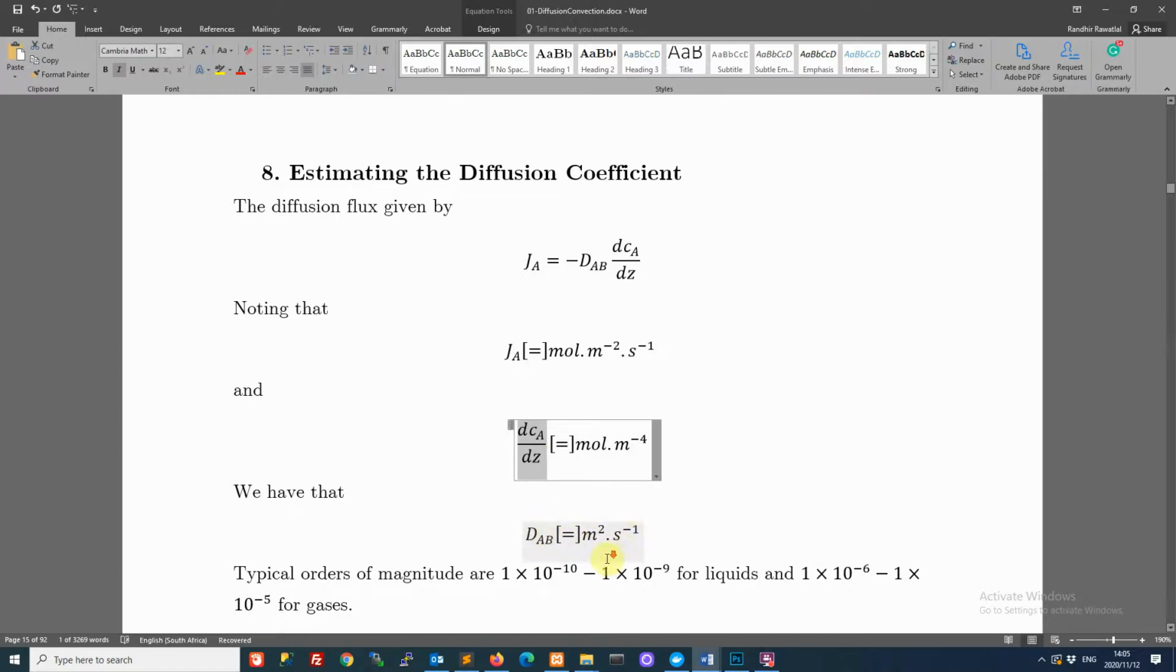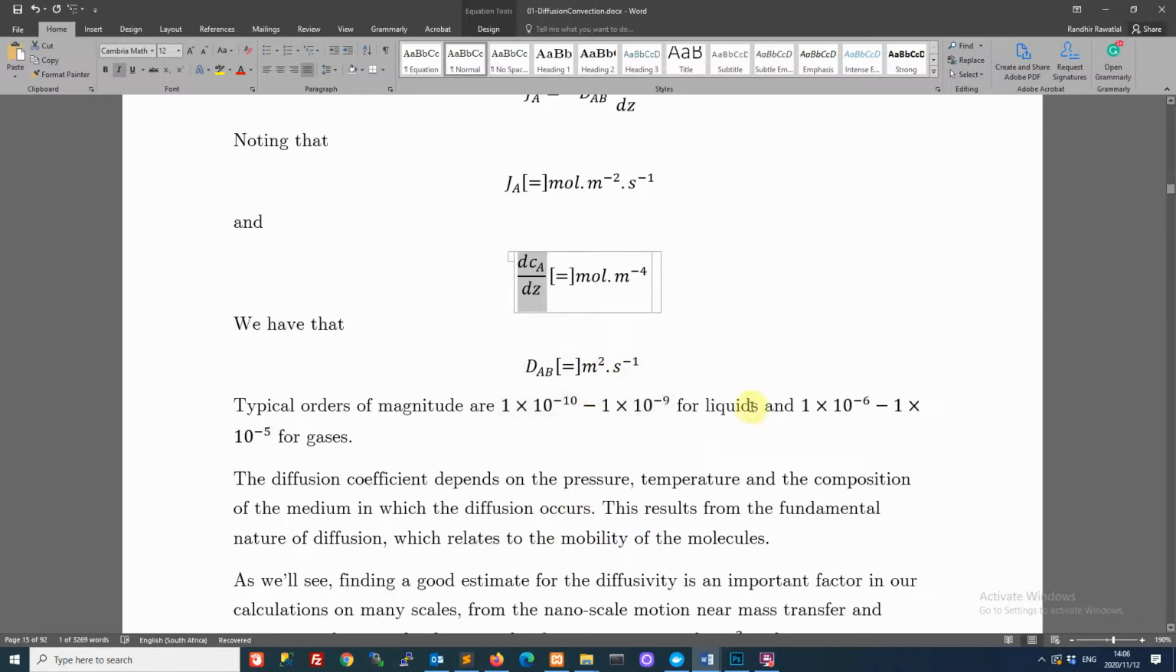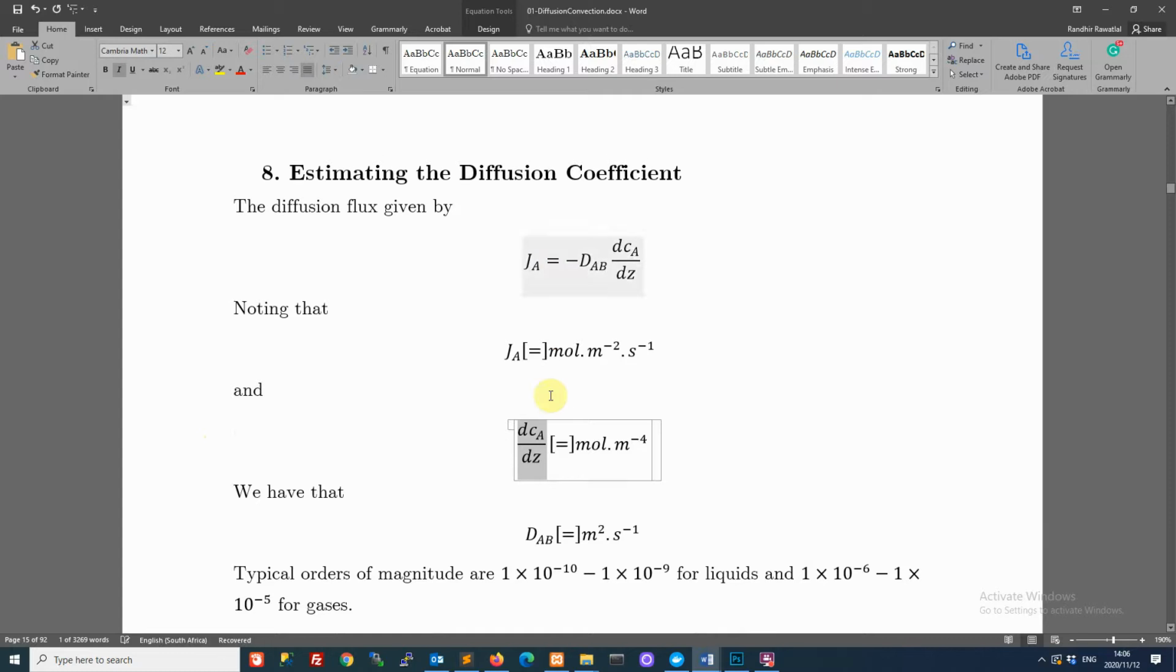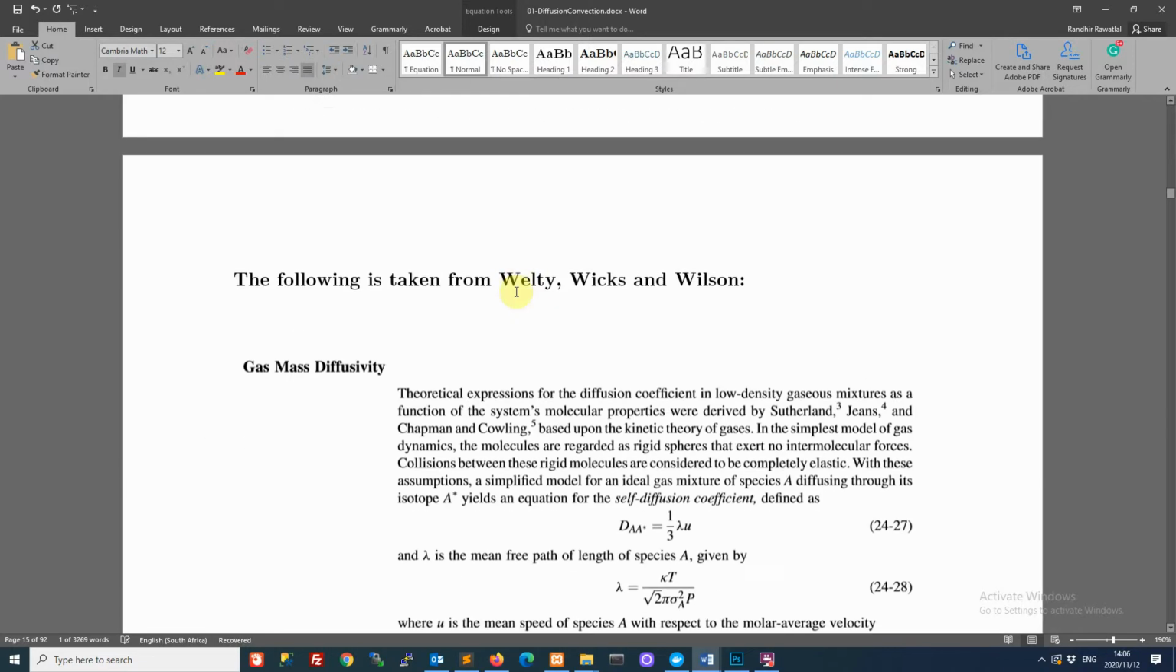And so if you operate in those units, the typical order of magnitude for a liquid is 10 to the minus 10 to 10 to the minus 9, and 10 to the minus 6 to 10 to the minus 5 for gases. Of course, gases are far more motile than liquids, so gases are freer to move around. That's why their diffusivities will be higher by orders of magnitude. But anyway, those are the orders of magnitude, so just check when you are using a value whether it makes sense.